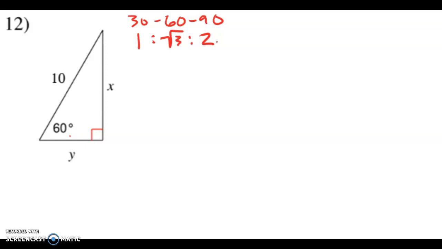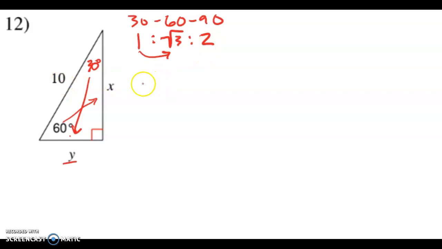So if I take the side that is opposite the 30-degree angle, which in this case happens to be y, and I multiply it by root 3, that'll give me the side that's opposite the 60-degree angle. If I take y and multiply it by 2, that'll give me the hypotenuse.